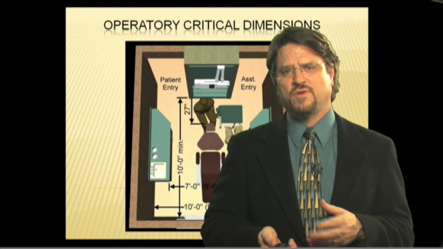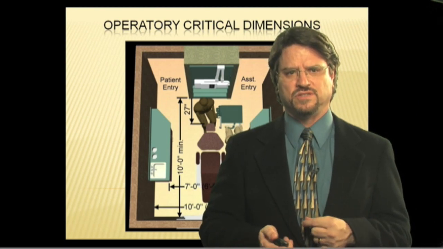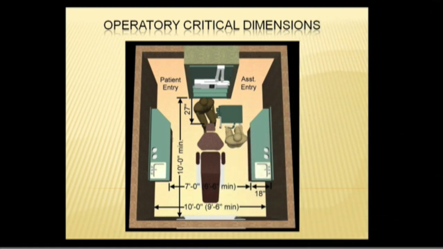For standard operating environment, there are some typical dimensions that are important. A 10-foot minimum depth of room from rear wall or cabinetry to the foot of the room, 6'6" to 7'0" maximum spacing between side cabinets. 7 foot is probably best since patients are generally increasing in size. This translates to a 9'6" to a 10-foot minimum room width.